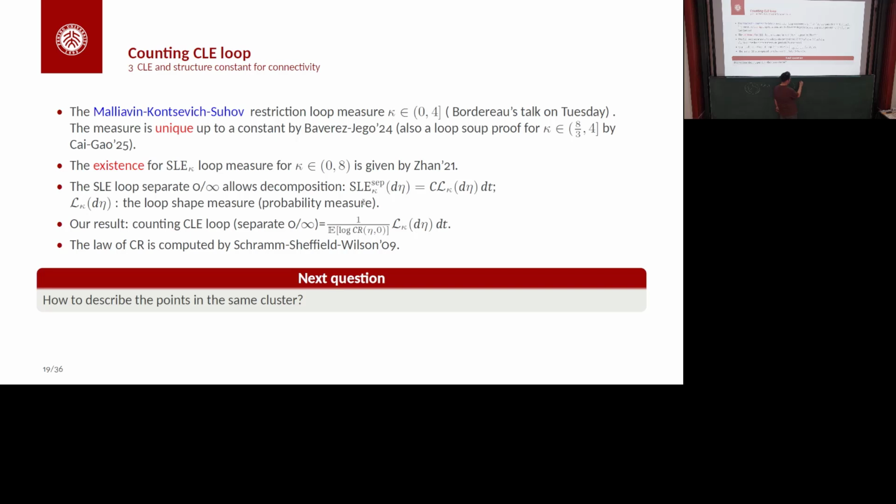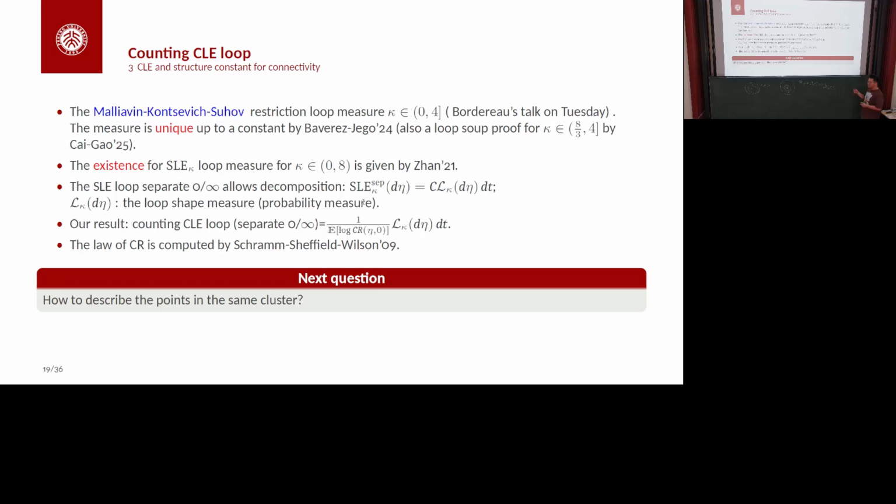Now we count the number of loops disjoint from the ball, divide by the radius, and take the limit. This will give you something like this, given by the conformal radius. This is basically based on the Markovian properties of the CLE. Something like this. So what is DT?